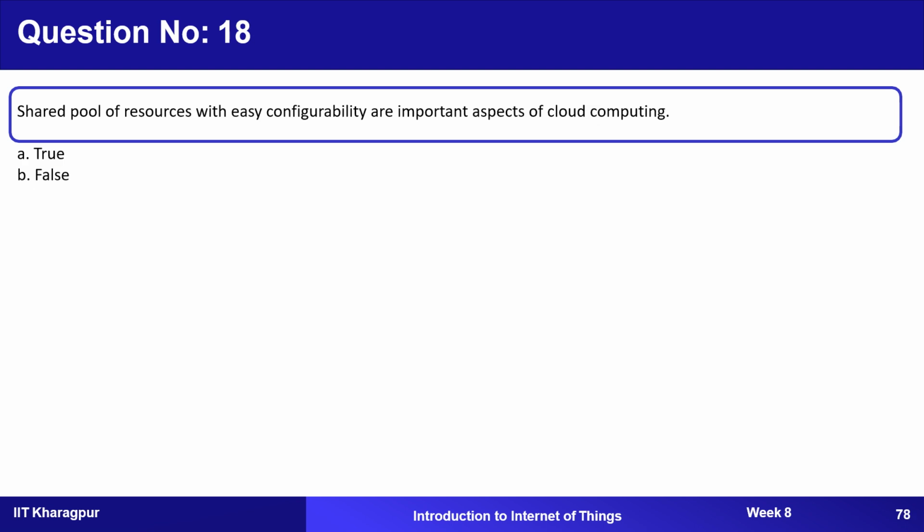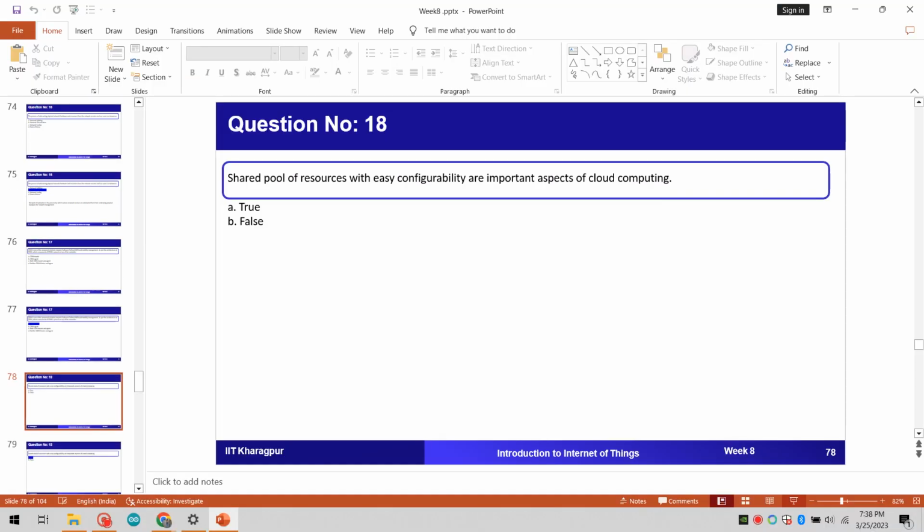Next question, that is question number 18, is: shared pool of resources with easy configurability are important aspects of cloud computing. Options are true or false. This question is very easy. Shared pool of resources with easy configurability are important aspects of cloud computing. Is this statement true or false? Anyone?